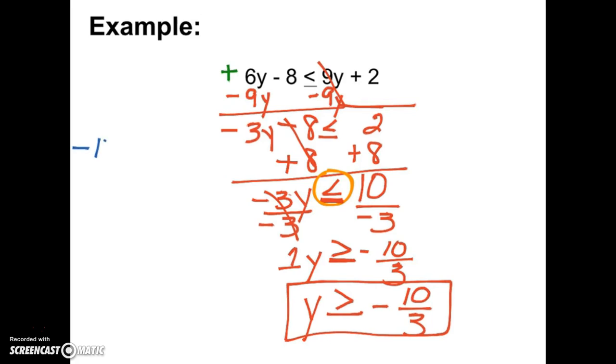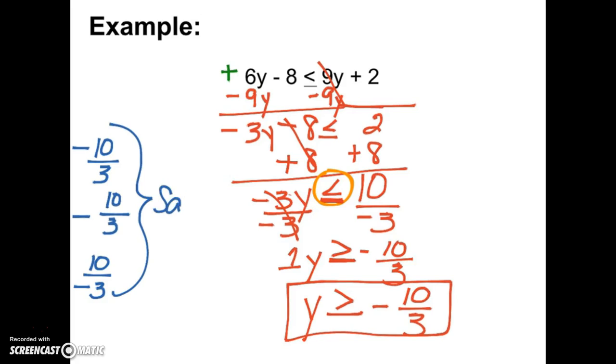We have negative 10 over 3, negative 10/3 like this, and 10 over negative 3. All 3 of these things are exactly the same. So it doesn't matter which of these ways you write your answer. Those are all going to equal exactly the same thing. Also, unless it asks you to round, there's no reason to type this in your calculator and get a decimal. So just leave it as a fraction.